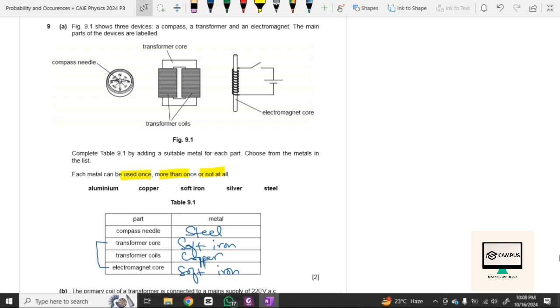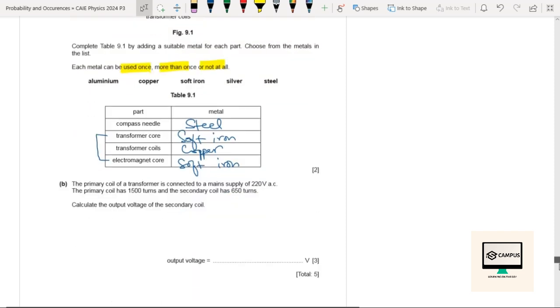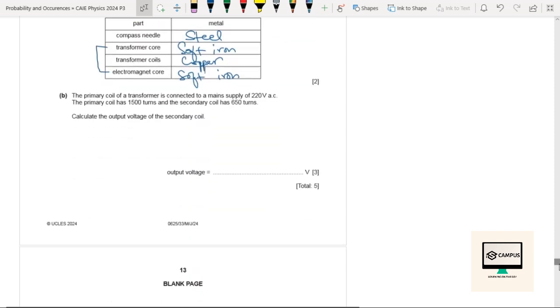Part B, the primary coil of a transformer is connected to a main supply of 220 volt AC. It's good to write the givens as this is a question involving the formula for turns ratio. The primary coil has 1500 turns and the secondary coil has 650 turns.